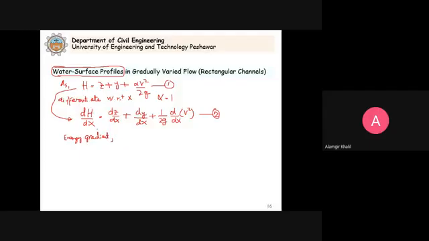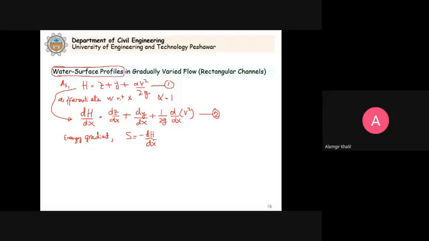This is dH. H is the total energy. So the energy gradient will be equal to S, equal to dH by dx. This H is the total energy head, so the total energy with respect to x is actually your S. And because the energy is decreasing in the direction of x, we put a negative sign.